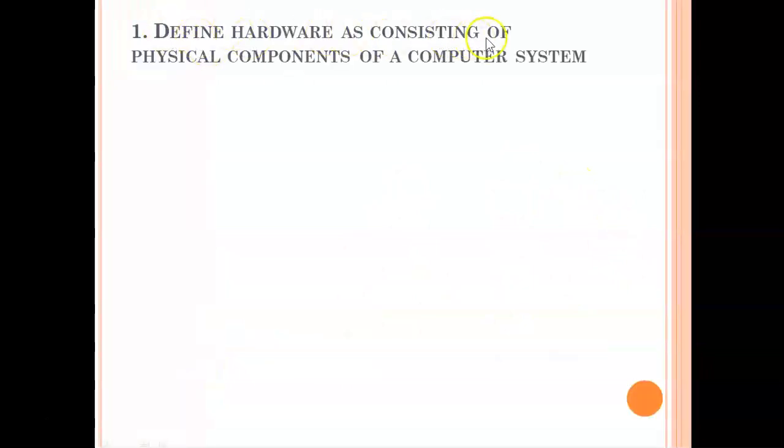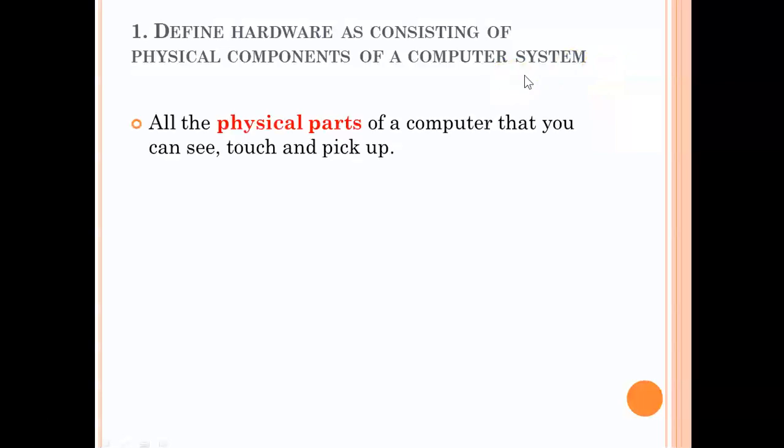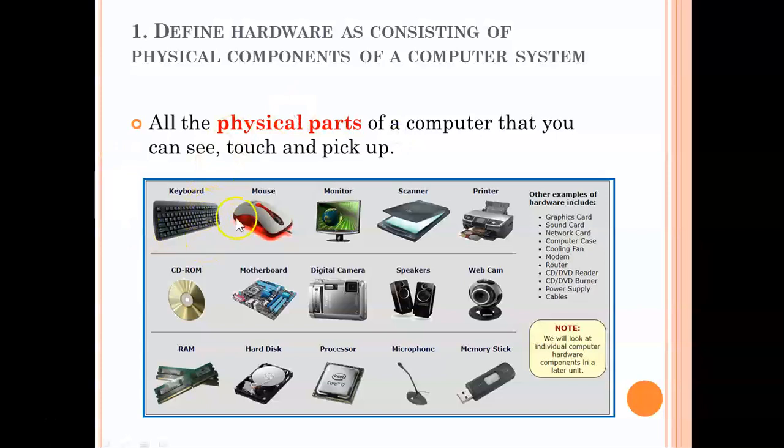Define hardware as consisting of the physical components of a computer system. You've got to be able to describe what hardware is. It's every single thing that you can touch in a computer system, all the physical parts of a computer. Some examples: keyboards, mouse, monitor, scanner, printer, CD-ROM, motherboard, digital camera, speakers, webcam, RAM, processor, microphone, and memory stick. These are just examples. These are components that you can touch and pick up. Alright, so that is hardware.